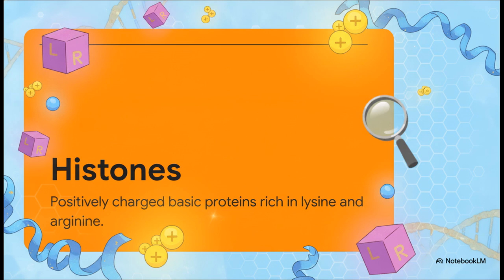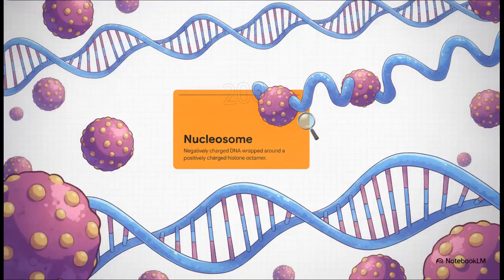So, the crucial point here is, where exactly does this positive charge come from? Well, it comes directly from an abundance of basic amino acid residues with charged side chains, specifically lysine and arginine. Take a second to jot those 2 amino acids down, lysine and arginine. These histones then organize themselves into a neat little 8-molecule unit called a histone octamer. Which brings us to the fundamental repeating unit of eukaryotic packaging, the nucleosome.